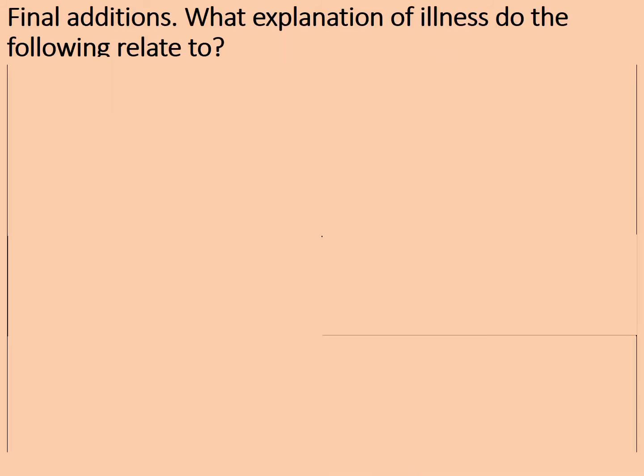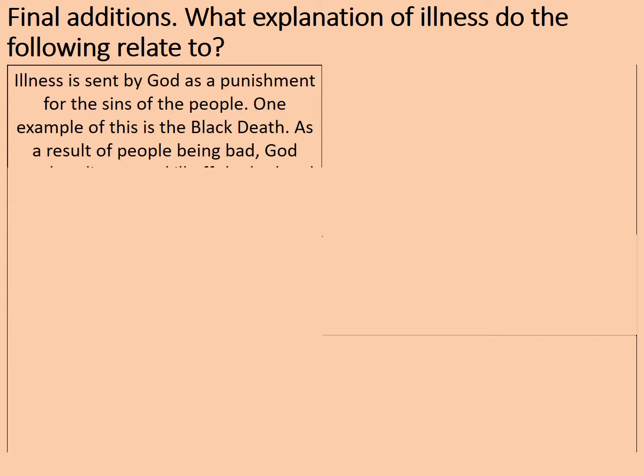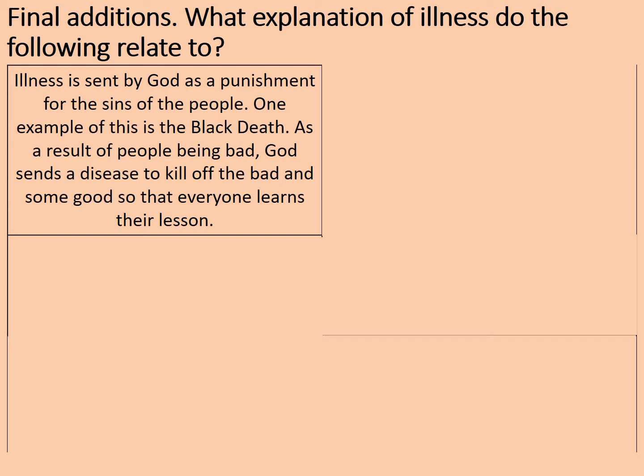Some final additions. What explanation of illness do the following relate to? You're going to see a series of statements. After I've read each one, you can pause the video and add it to the correct section of your diagram. Illness is sent by God as a punishment for the sins of the people. One example of this was the Black Death. As a result of people being bad, God sends a disease to kill off the bad and some good so that everyone learns their lesson. Which section does that go in?